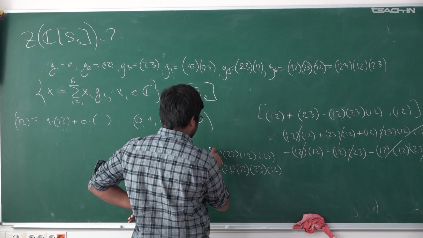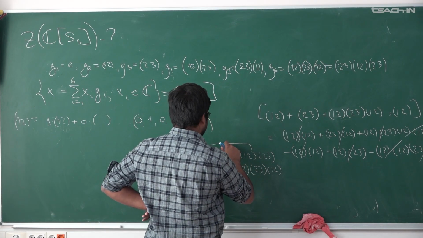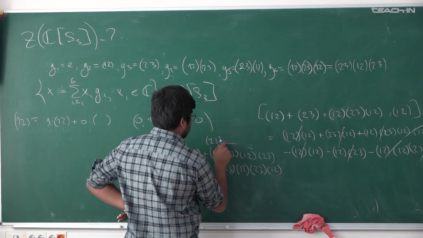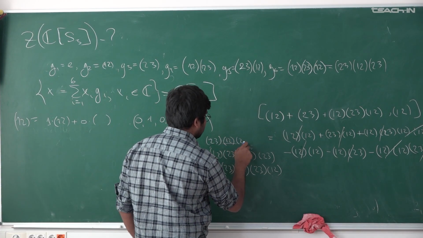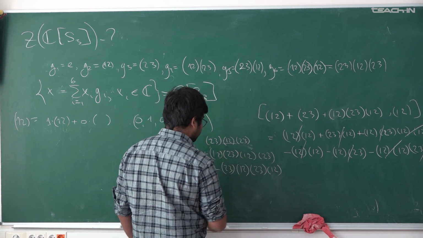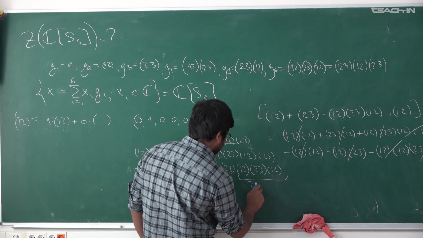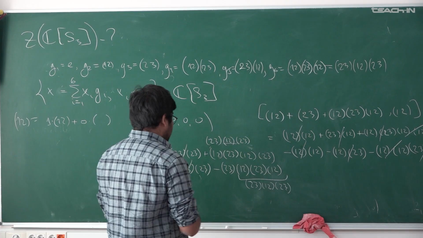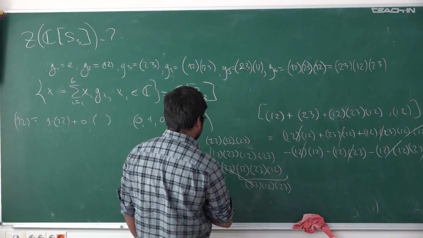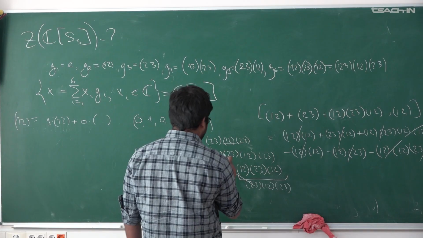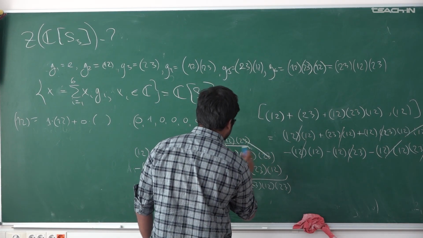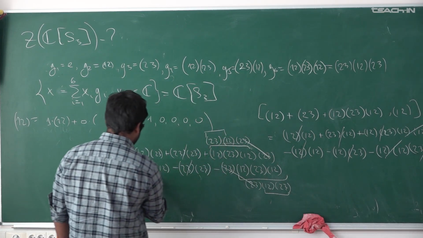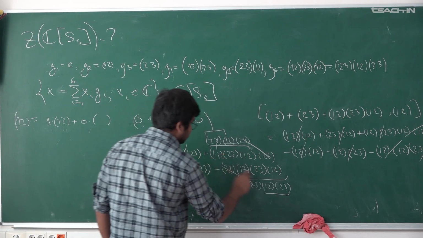So this thing is this. 2, 3, 1, 2, 2, 3. Here also 2, 3, 1, 2, 2, 3. And then we see that this cancels, and this cancels, very good, and we have this, and this. Perfect.